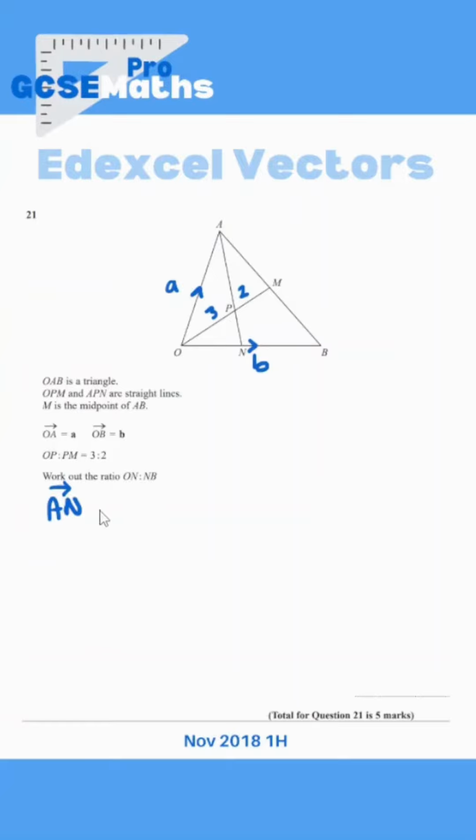AN would be the easiest to start with. Now, we don't know the scale, obviously, of ON. That's the question. So you can either put a K in here for the scale, or you can use ratios. I'm going to use K to represent the scale of ON in comparison to the whole line OB.